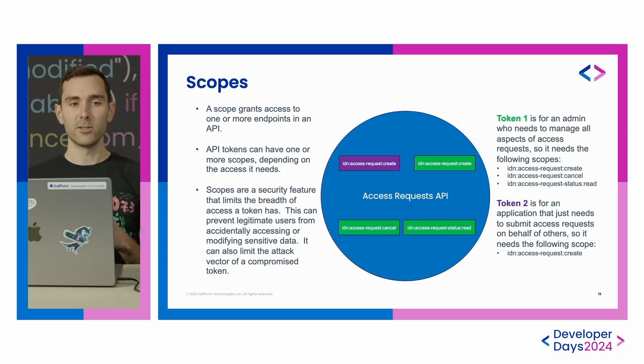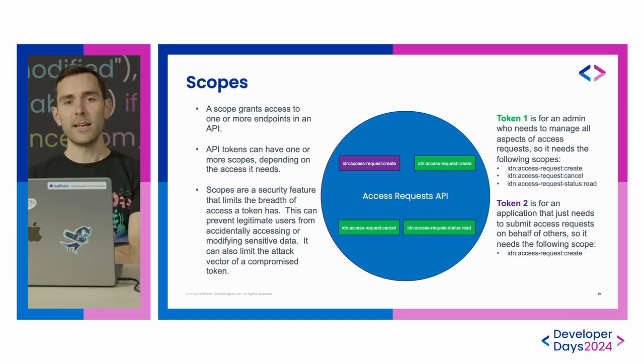This can prevent legitimate users, like developers on your team, from accidentally accessing or modifying data they never intended to access. If you prevent their token from even touching it in the first place, they can't accidentally touch it. But it can also limit the attack vector of a compromised token. So if your token were ever to be compromised by an attacker and it has a strict set of scopes on it, the amount of things that attacker can do with that API token are much, much reduced.